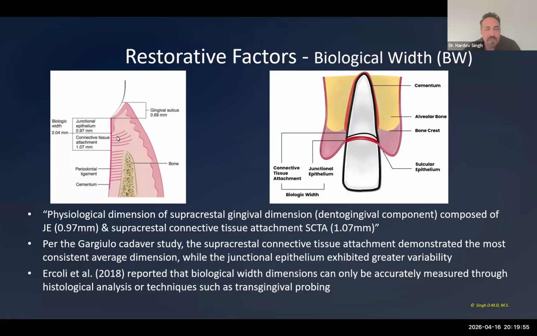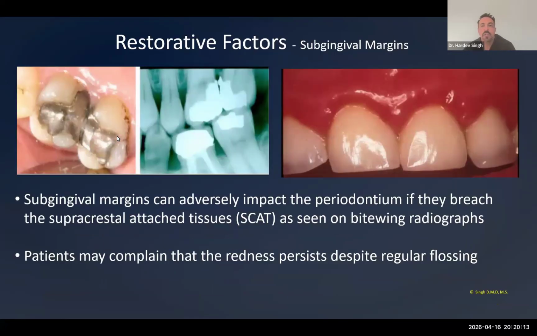So there was a study done, Gargiulo did this, and they looked at the numbers and they kind of said that including the sulcus, we've got about 3.07 millimeters when you add everything together, around 3 millimeters or so, that you have that safety zone. Anything that you get close to or you go past that number, you're gonna have a situation like this.